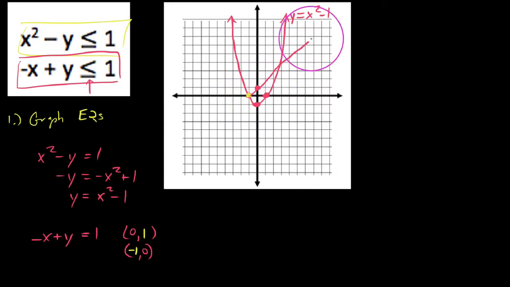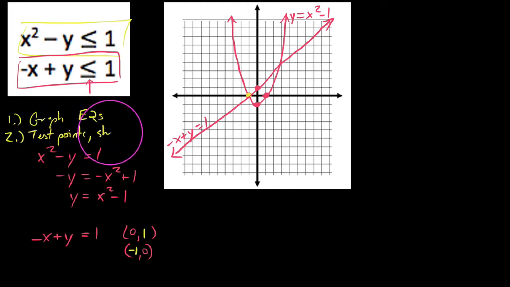So as nicely as I can, I'm going to make this constraint here by hand. We're going to say, okay, label this. So we get negative x plus y equals 1. Okay, so now we've graphed the equations. Step 2, we are going to test points and shade.